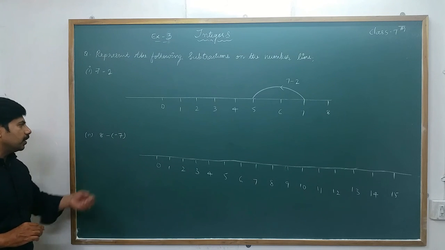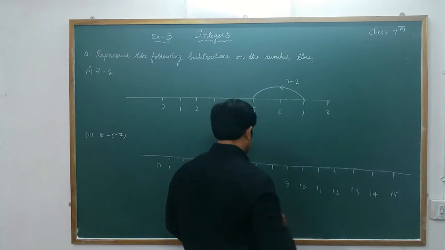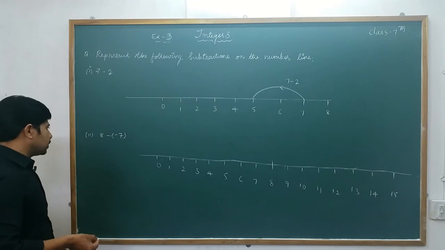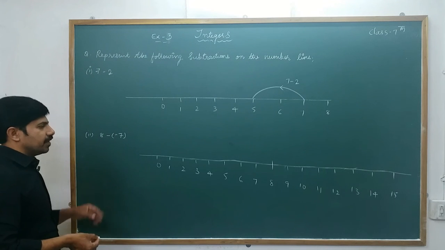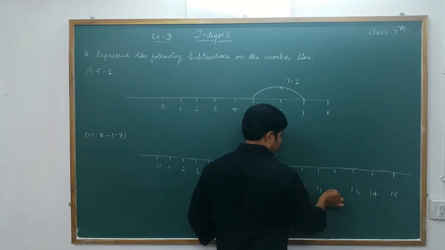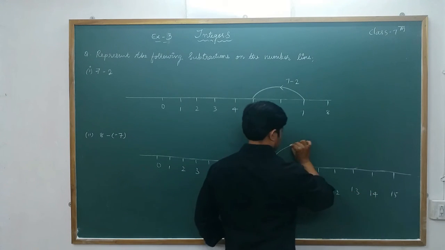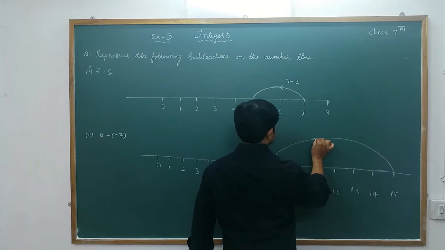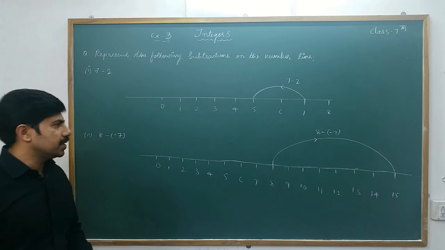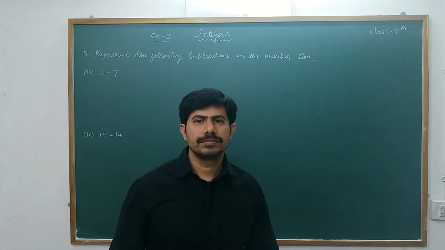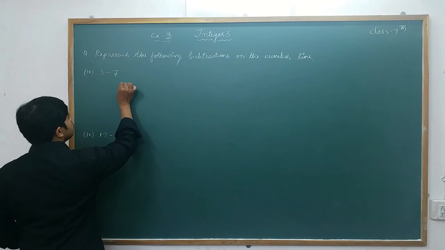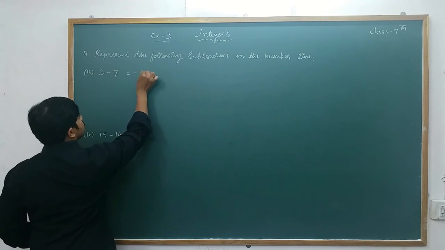Now see, 8 minus into minus is plus. 8 plus 7, 15. So what we will do is, 8 is here. So minus into minus is plus. So 8 plus 7, move towards 7 steps. 1, 2, 3, 4, 5, 6, 7. So this is a representation of 8 minus of minus 7. So 8 minus of minus 7 is plus 15. Next problem. 3 minus 7. 3 minus 7 is minus 4.